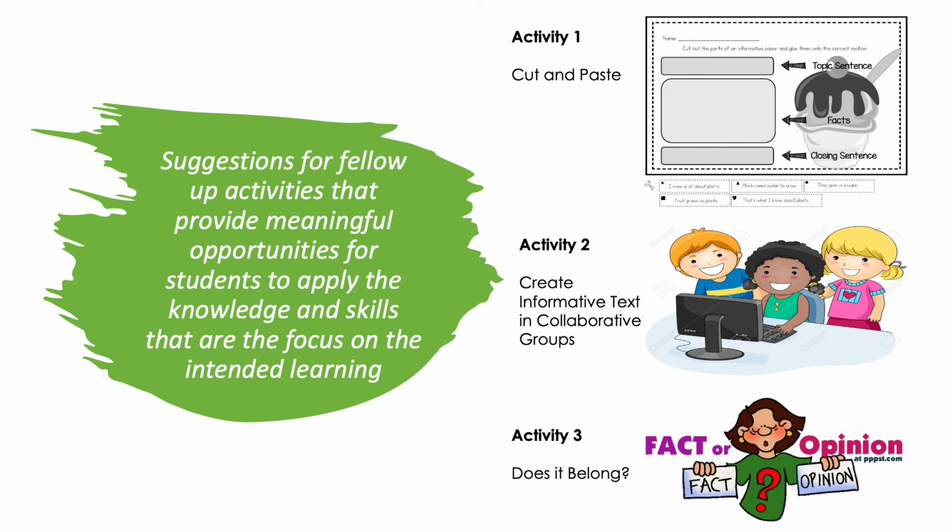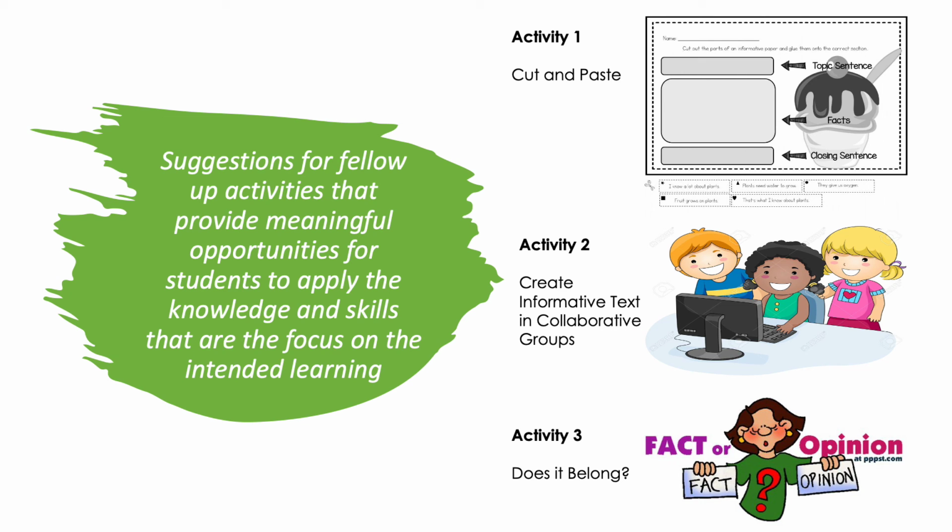It is crucial to have follow-up activities that provide meaningful opportunities for students to apply the knowledge and skills that are the focus of the intended learning goal. The first activity is that all students will receive a handout where an informative text has been jumbled around, and their job is to cut out the different sections and glue them in order to successfully create the text.